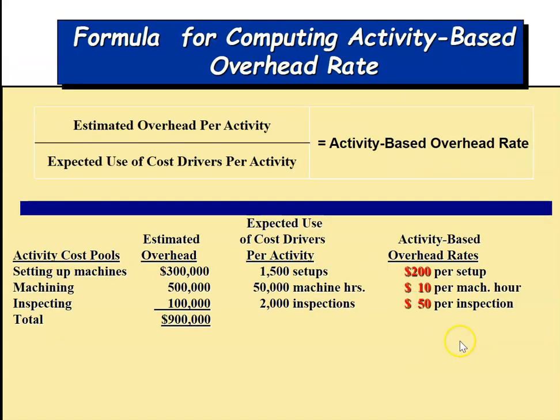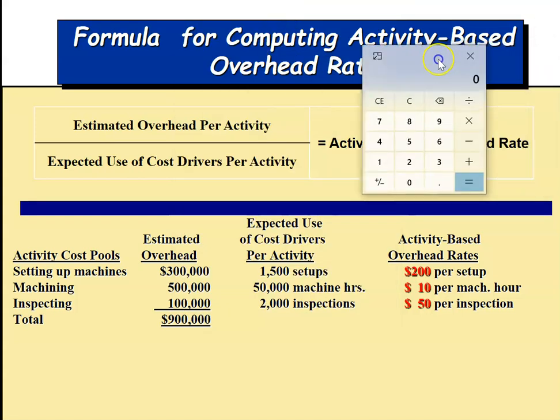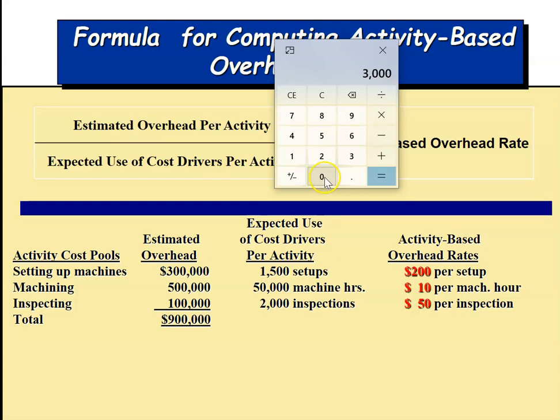All right, so with that in mind, we can do some math here. We're going to have 1,500 setups. We estimated that cost at $300,000, basically 1/3 of estimated overhead. We do some quick math here, and we can see how they came up with that. I'm not going to do all of these, but I want to just show you this one here. $300,000 divided by 1,500 setups gives us our $200 activity-based overhead rate per setup.